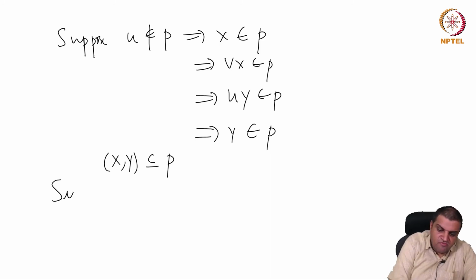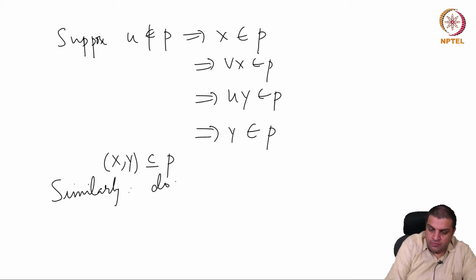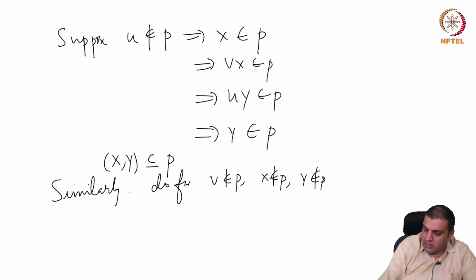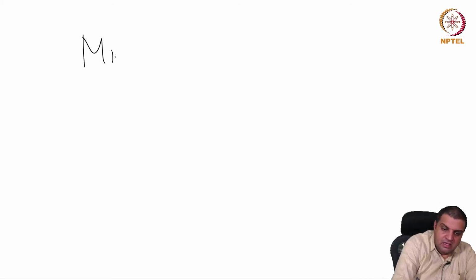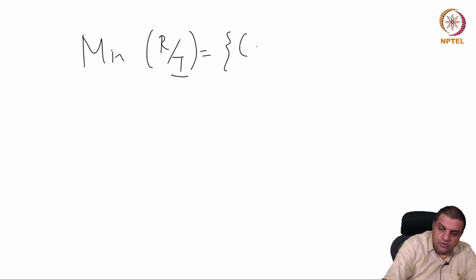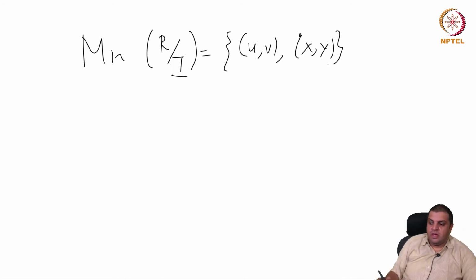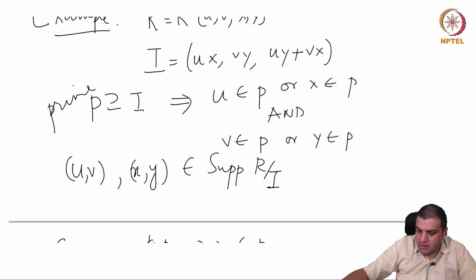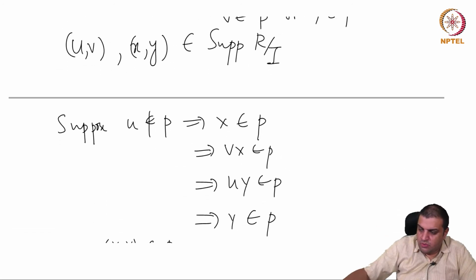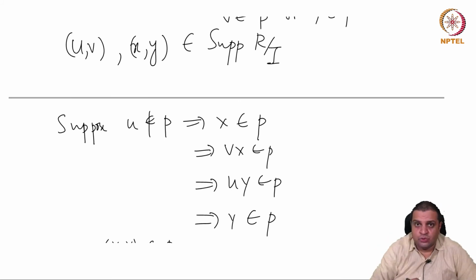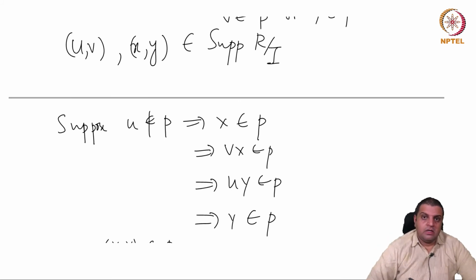Similarly, do the same for v not inside P, x not inside P, y not inside P. So the conclusion of all of this argument is that the minimal primes in the support of R mod I are just 2 things, u comma v and x comma y. Now we can ask what are the other associated primes, and if there are, what are they?